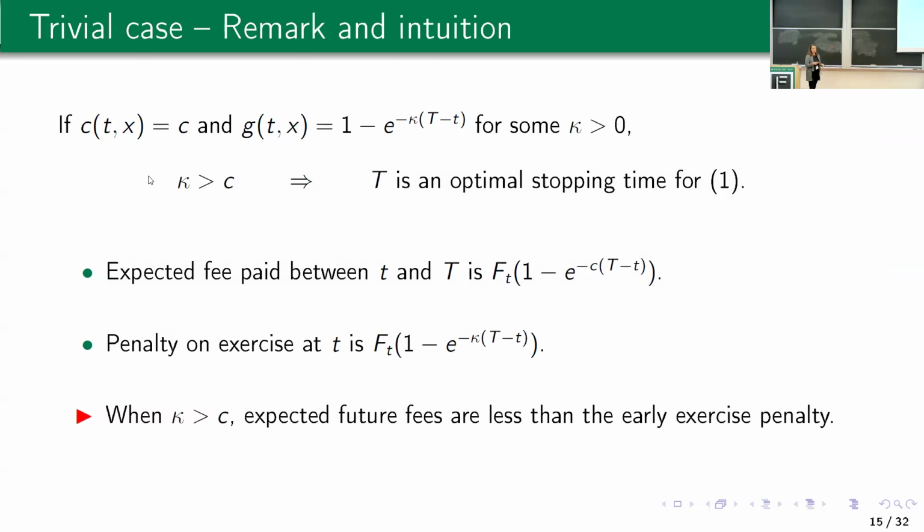The economic intuition behind it is that the expected fee to be paid between small t and capital T, so between today and the maturity, will be less than the early exercise penalty. Whenever I expect to pay less in the future than I will pay on surrender, I prefer staying in the contract. This is really what it says in this simpler case.